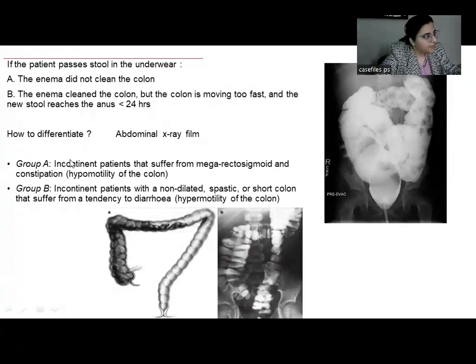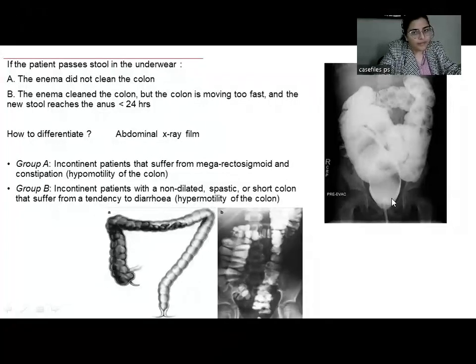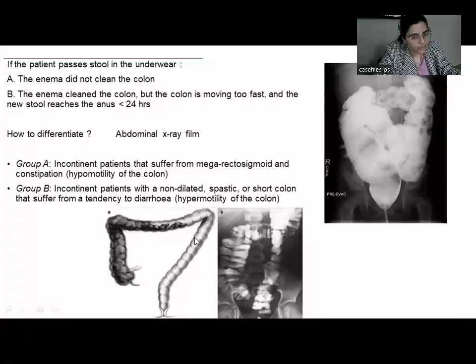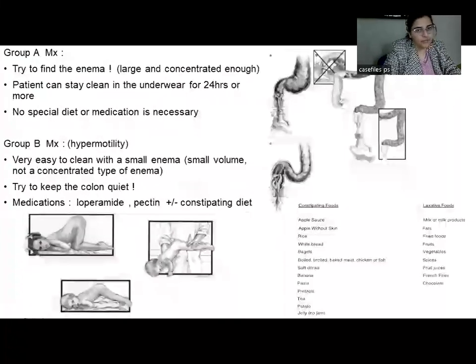So how will we differentiate between these two sets of patients when they come to us? The answer is through abdominal X-ray films, according to them, in which in this film we can see that it's a heavily loaded colon, and in this we can see that the colon is hypermotile. So they've divided patients into two groups. Group A would be patients who are incontinent, but they suffer from mega rectosigmoid. Basically, their problem is constipation and hypomotility of the colon. And the second group of patients would be those who are actually incontinent. They have a non-dilated spastic or a short colon, and these patients tend to suffer from diarrhea. That is the hypermotility of the colon in these patients.